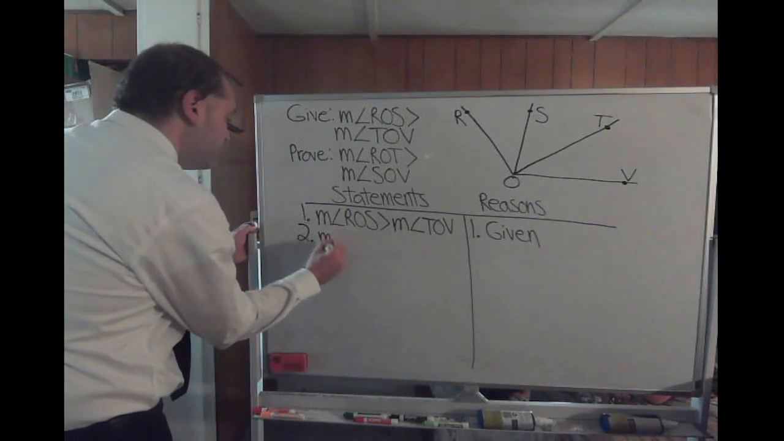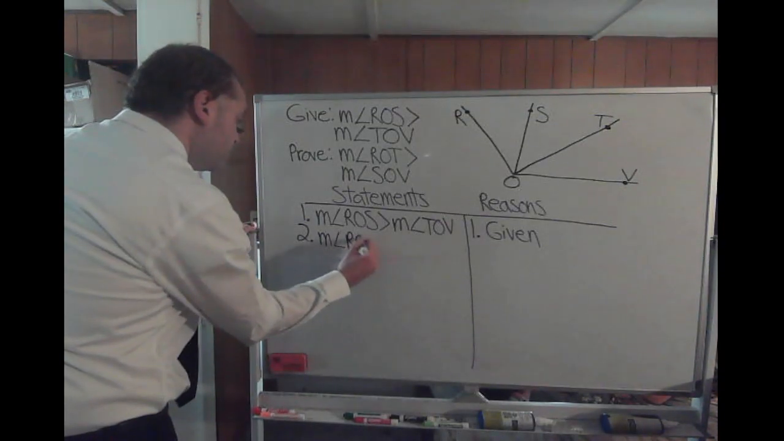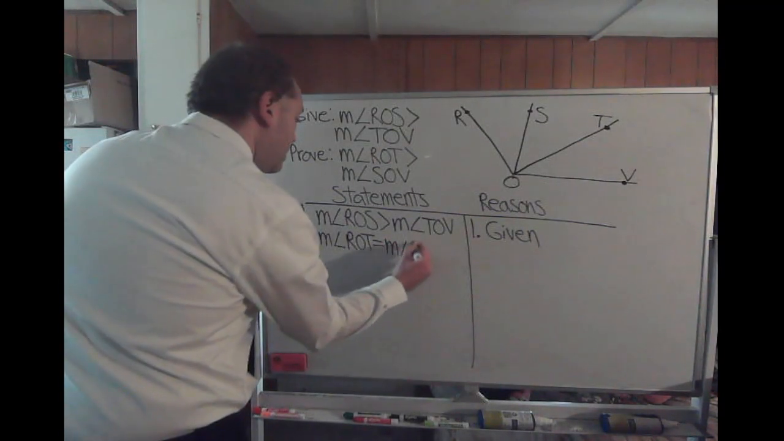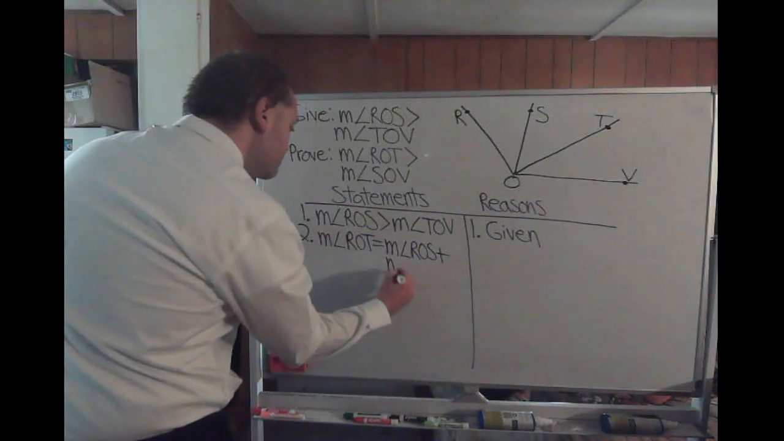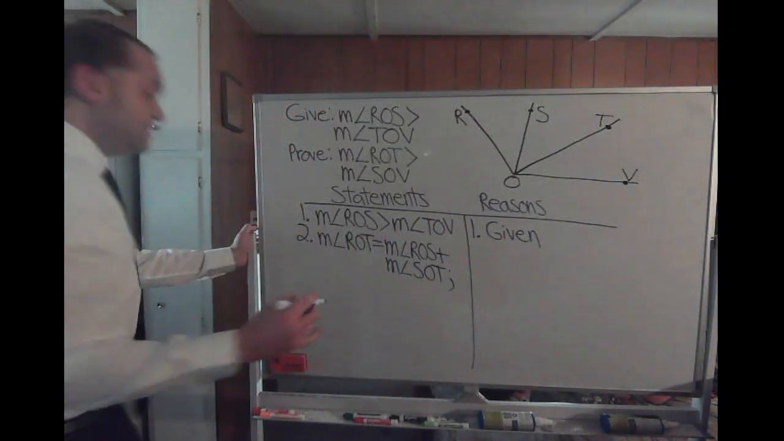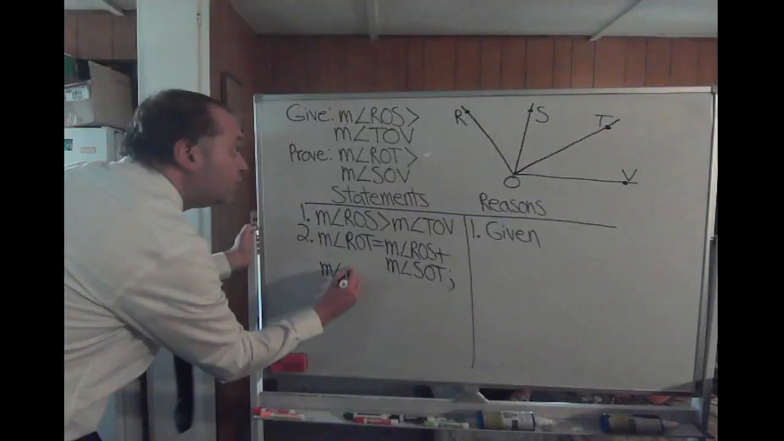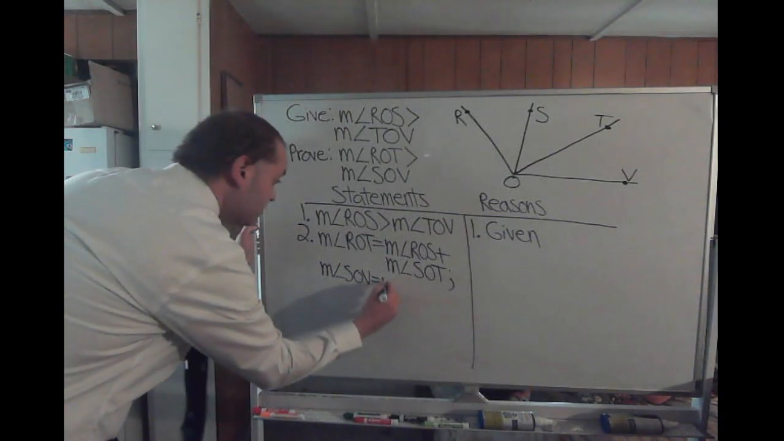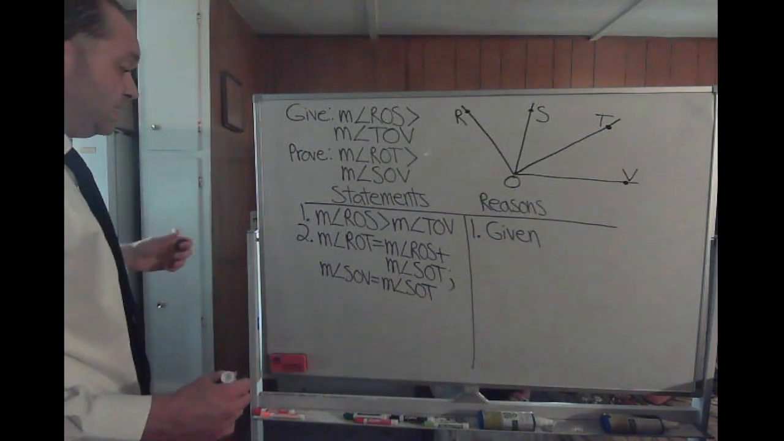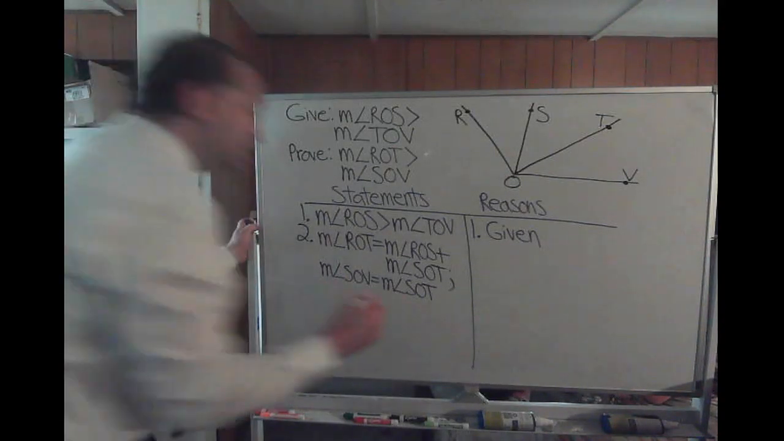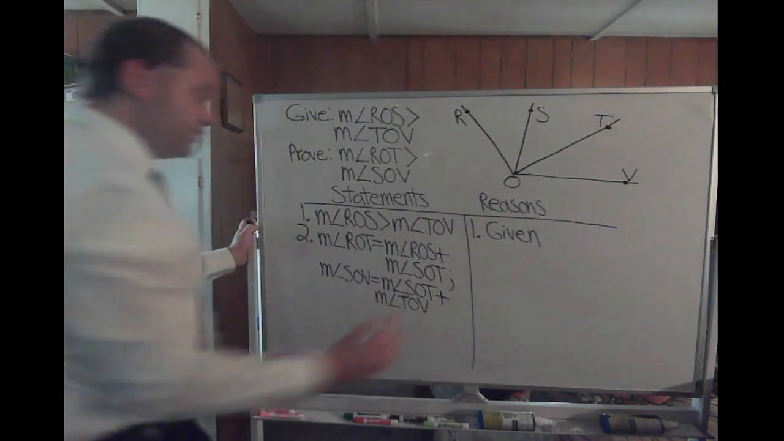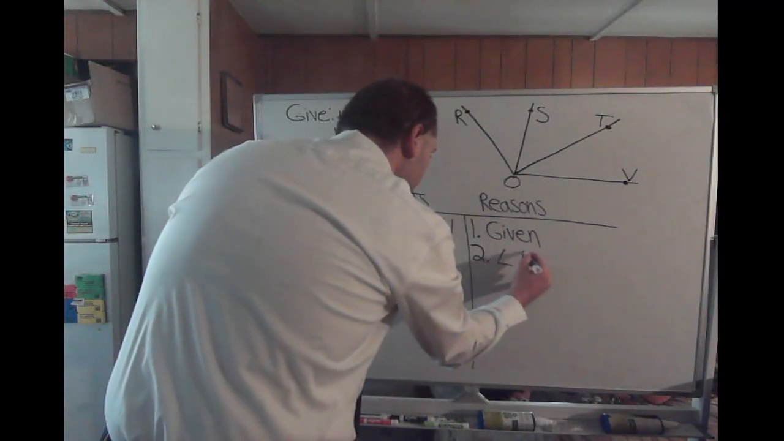is say that the measure of angle ROT is equal to the measure of angle ROS plus the measure of angle SOT. We also can say in this same statement that the measure of angle SOV is equal to the measure of angle SOT plus the measure of angle TOV. That, of course, for statement 2 is going to be the angle addition postulate.